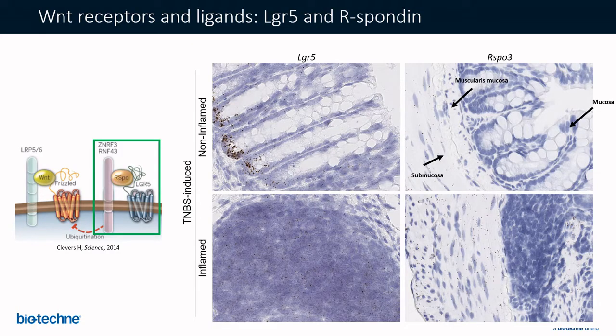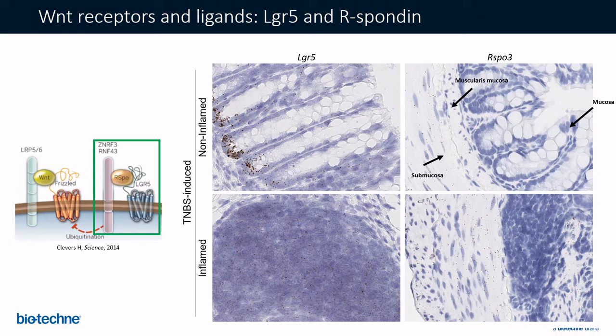So we also examined internally the localization of receptors and ligands involved in the Wnt signaling pathway in intestine. As you know, the Wnt signaling pathway plays a very crucial role in stem cell biology. In this image, we show the spatial expression patterns of the ligand Wnt3A and the receptor respondin-3 in both the non-inflamed colon as well as the inflamed region.